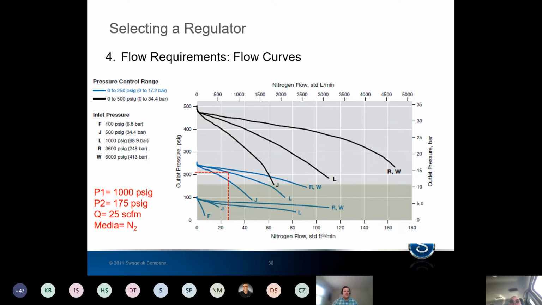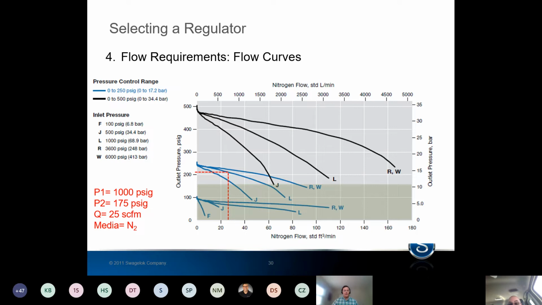The inlet pressures typically will be denoted on the legend and will be shown as either letters or numbers. Sometimes they're actually just written right on here, but in this case we have letters. So we want to find the L curves. There's one black one in the middle here, and then there's one here, and then one here down at the bottom. We only want to focus on these curves because that's our inlet pressure. So we find the right curve, and then we find the flow rate that we have, 25 SCFM, and we start drawing it up through the L curves.